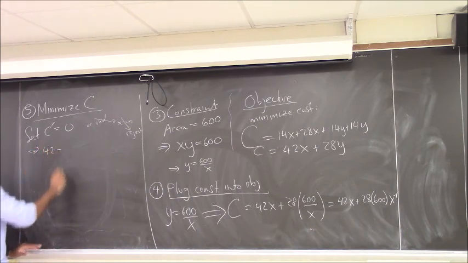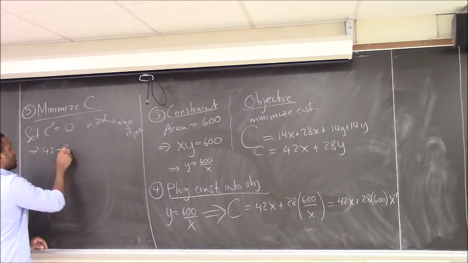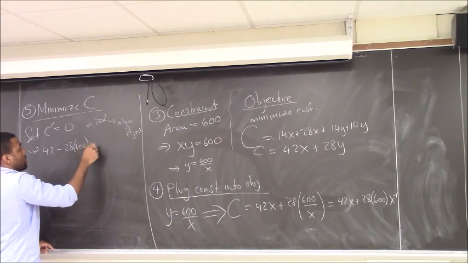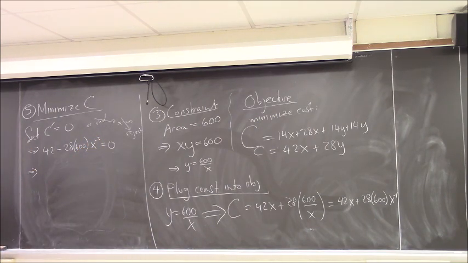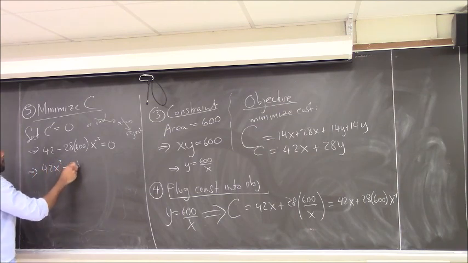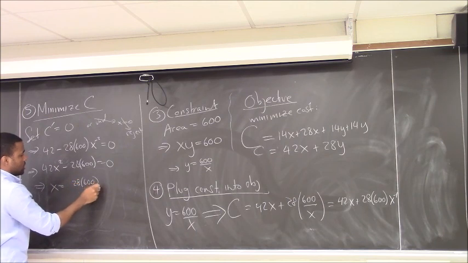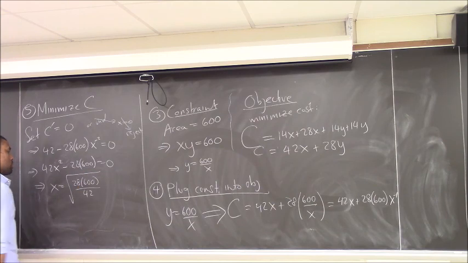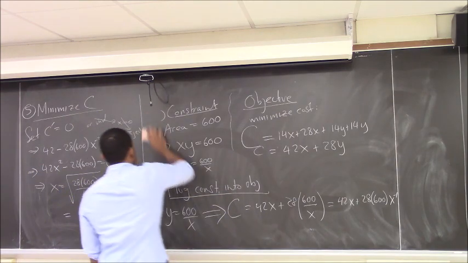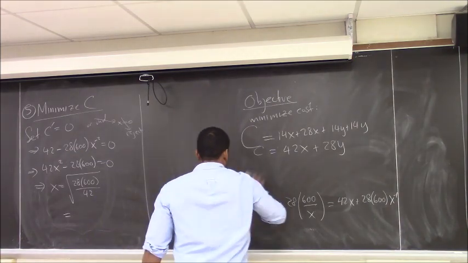Derivative is going to be 42 minus, because it's x to the minus 1, 28 times 600, x to the minus 2 equals 0. Multiply both sides by x squared. And so my x would be the square root of 28 times 600 over 42. Is that a nice number? It's 20. Okay, that's a nice number.